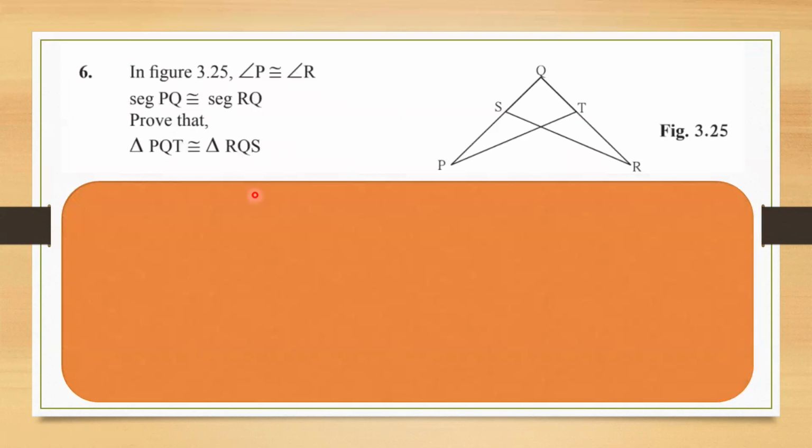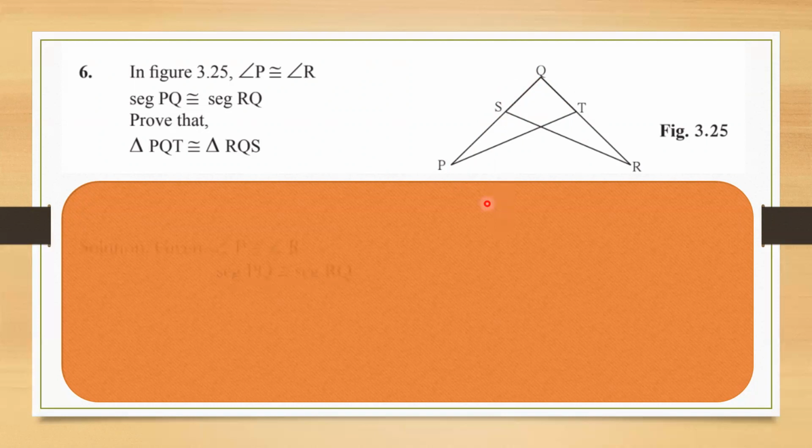Now the sixth sum is also very easy. In figure 3.25, angle P is congruent to angle R. That means this angle is given in the form of a one-letter angle name, but you can write down the full name also. Segment PQ is congruent to segment RQ. These two are congruent, and you have to prove that triangle PQT, that means this triangle, is congruent to triangle RQS. Okay, so let us see how we can prove that.